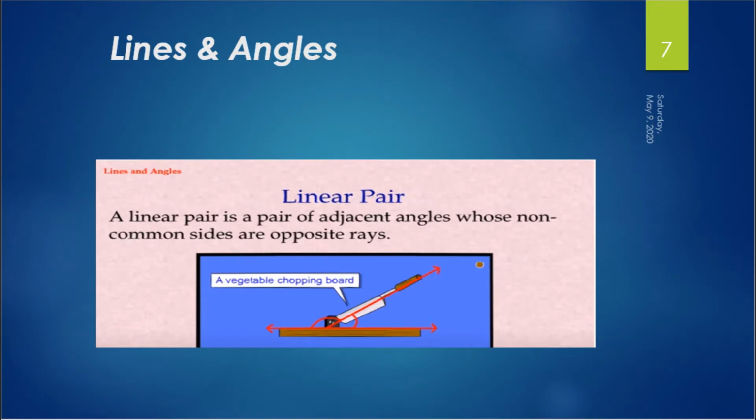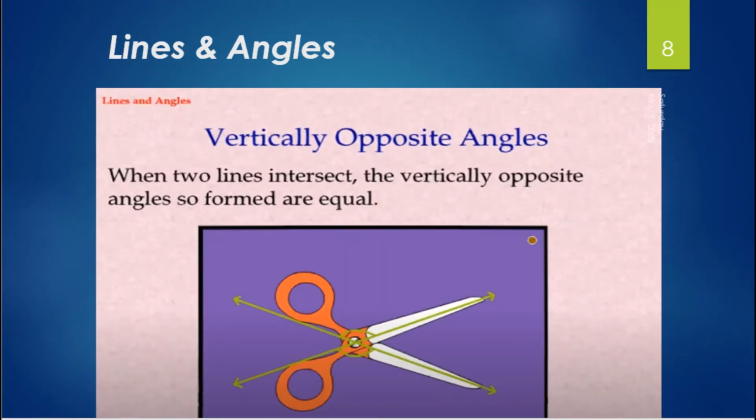Then comes the linear pair. A linear pair is a pair of adjacent angles whose non-common sides are opposite rays. An example has been given of a vegetable chopping board. The angles are marked on the figure, which indicates that these two are a linear pair. Then vertically opposite angles: when two lines intersect, the vertically opposite angles so formed are equal.